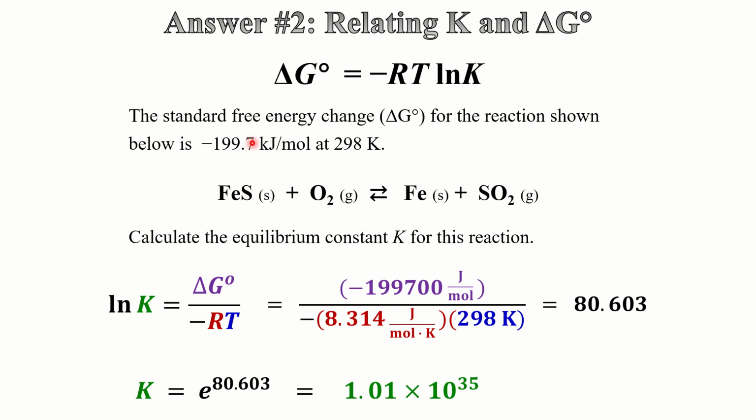Note that the delta G naught value is an extremely negative value, which tells us the forward reaction is strongly spontaneous. We also get a really big K value, and again, that big K value tells us the products are heavily favored. So these two interpretations line up well.